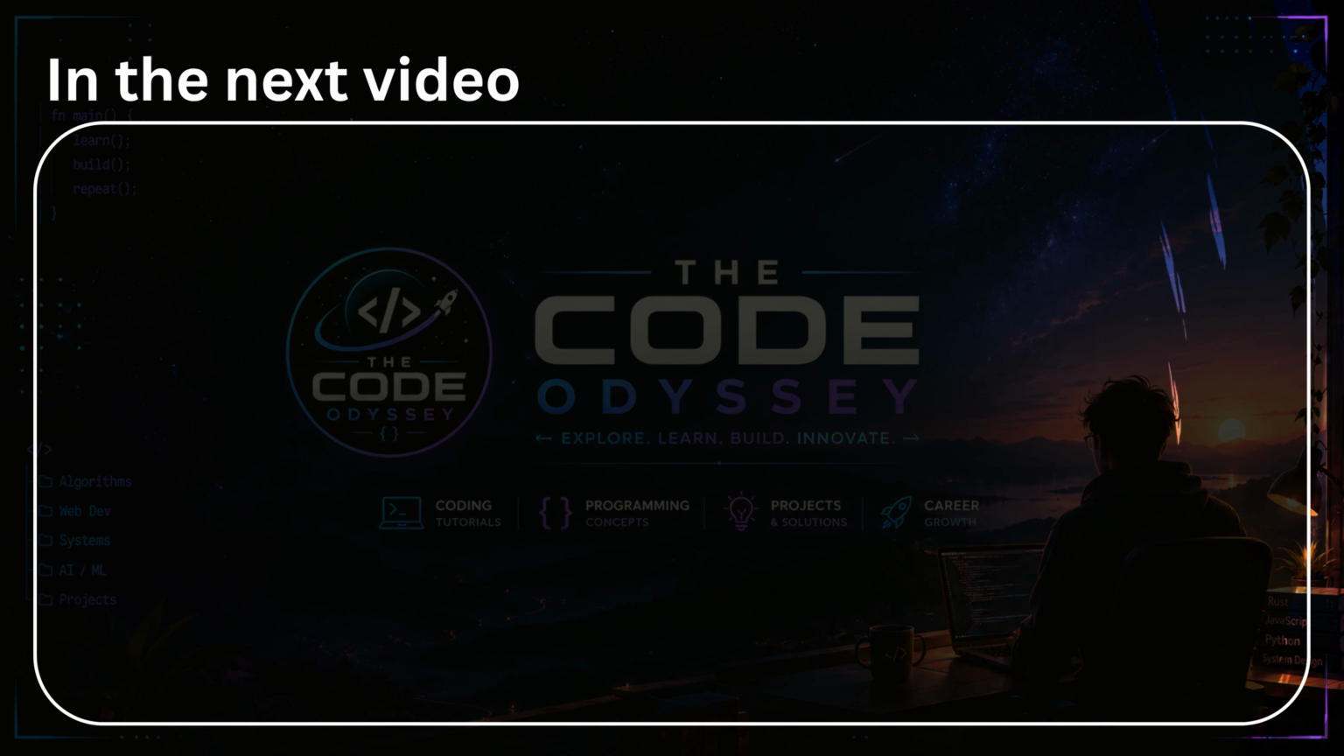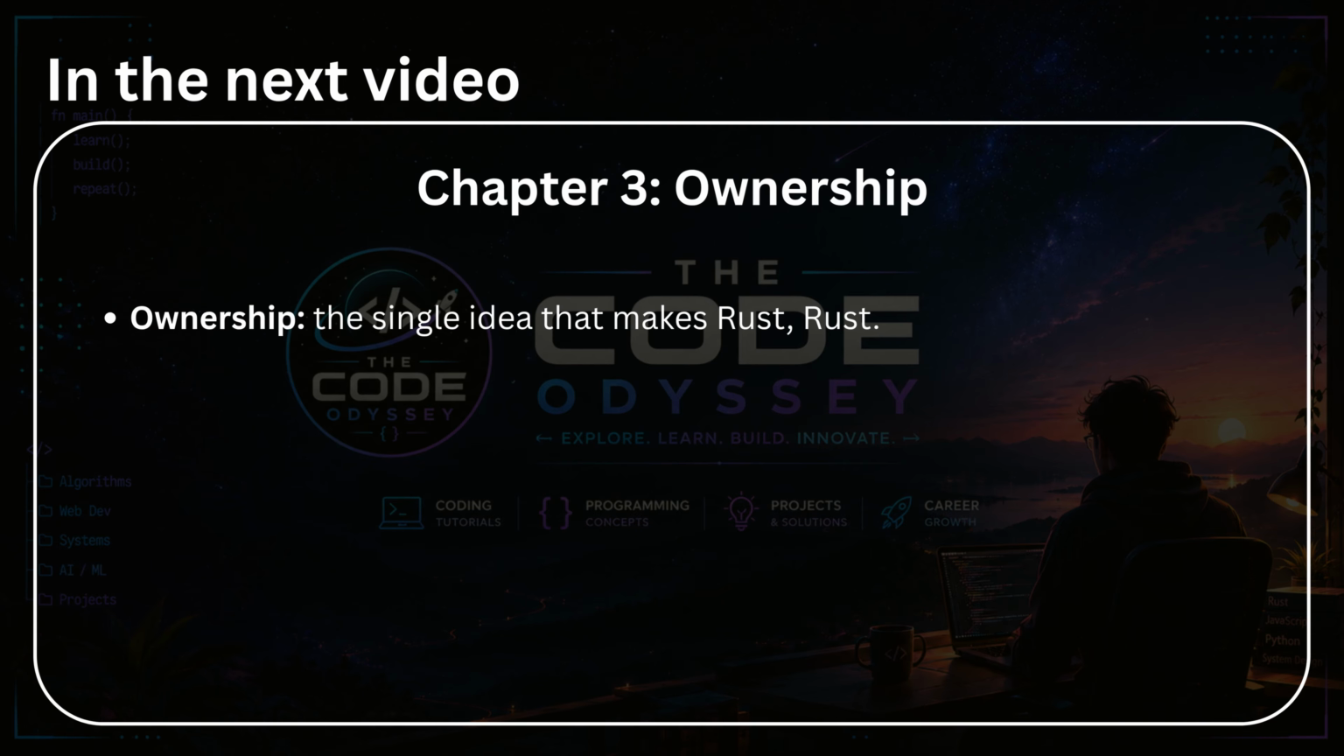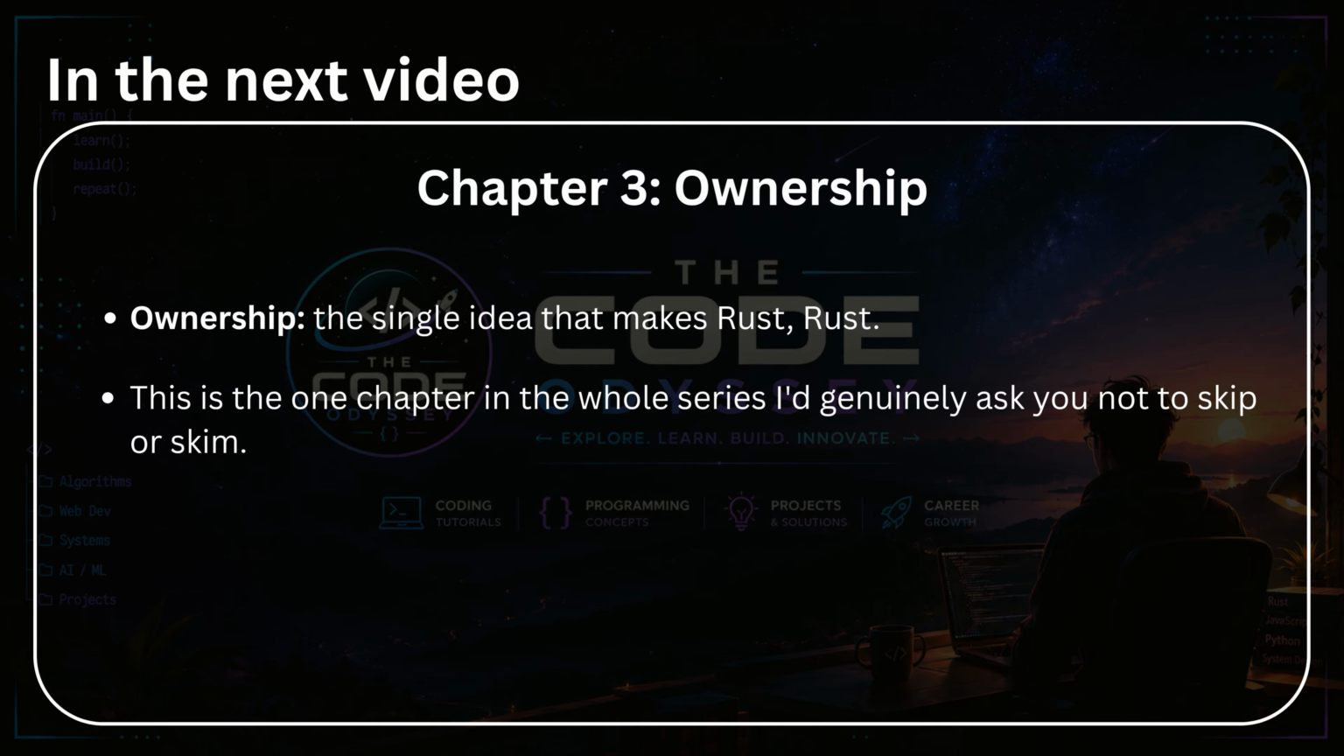In the next chapter, which is chapter 3, ownership, we cover ownership, the single idea that makes Rust Rust. This is the one chapter in the whole series I would genuinely ask you not to skip.